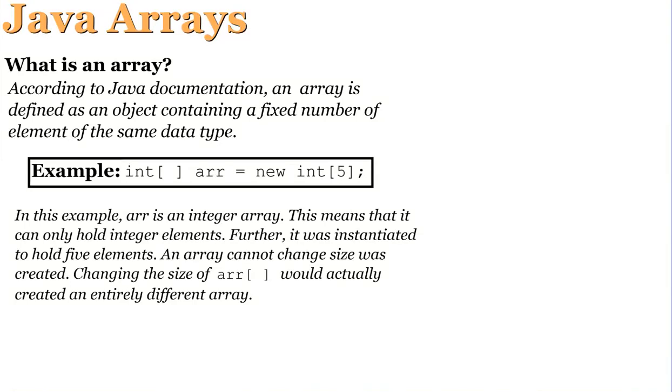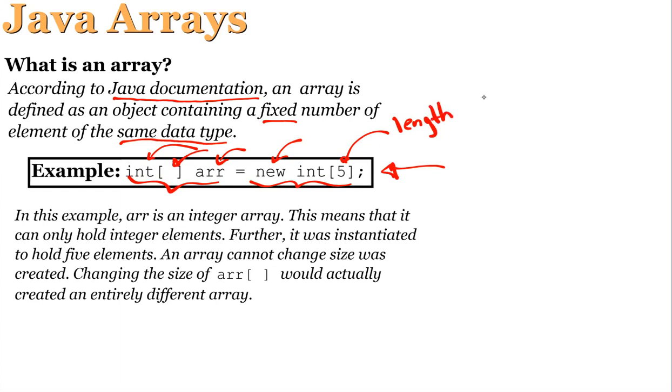In this video, we will introduce arrays in Java, and we start with the definition of an array. According to Java documentation, an array is defined as an object containing a fixed number of elements, all of the same data type. And here you have an example of an array being declared and instantiated. So these square brackets tell the Java virtual machine that you have an array of type int, and here is the identifier, arr. The new keyword is used whenever we are instantiating an object, and here this number 5 is the length attribute of the array.